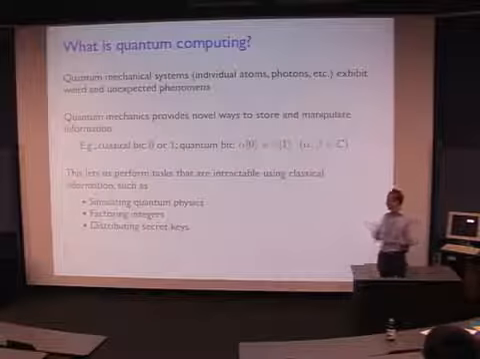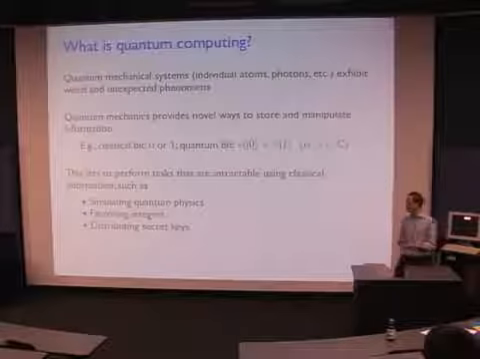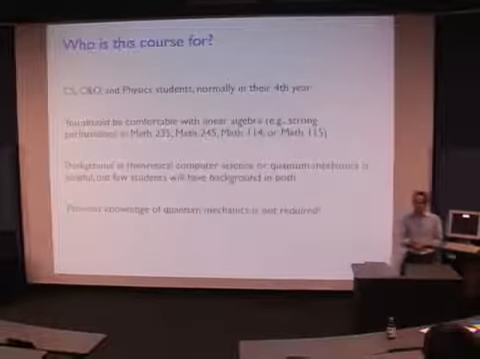So for example, we'll talk about a quantum algorithm that can be used to factor integers in polynomial time, and this is something that we don't think we can do with classical computers.